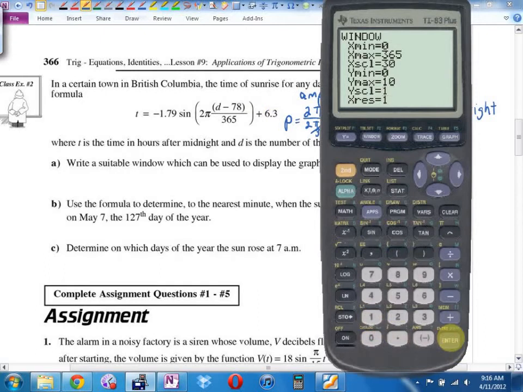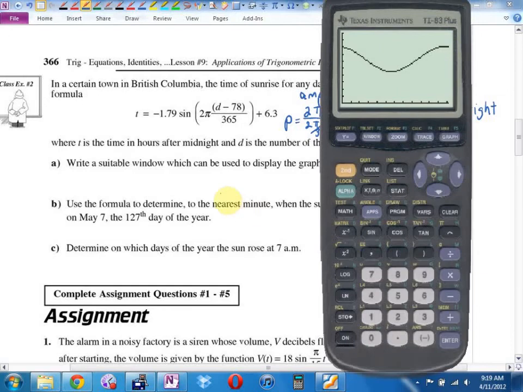Graph. On January 1st, the sun rises fairly late. June 21st, the sun rises very early. December 21st, probably right about there.